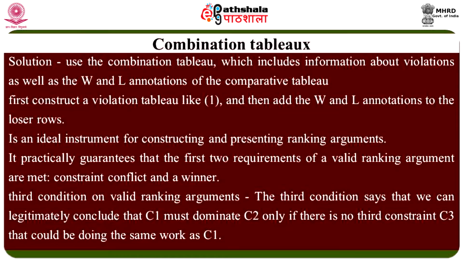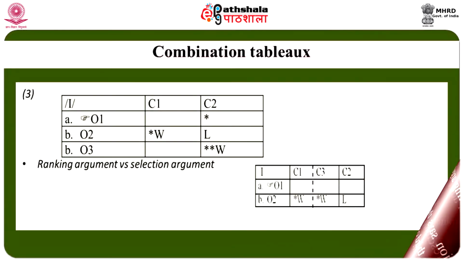It basically guarantees that the first two requirements of a valid ranking argument are met, that is, constraint conflict and a winner. The third condition on valid ranking arguments says that we can legitimately conclude that C1 must dominate C2 only if there is no third constraint C3 that could be doing the same work as C1.